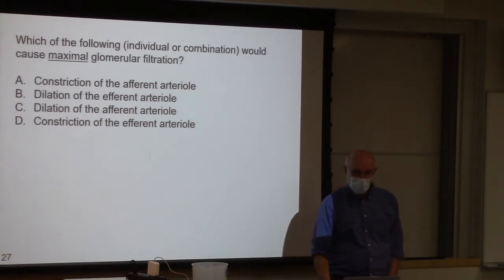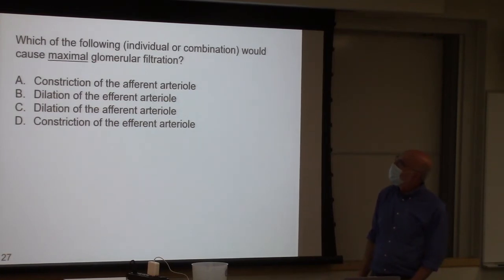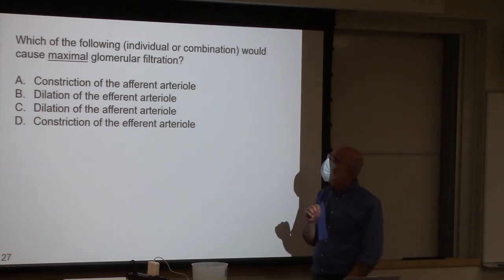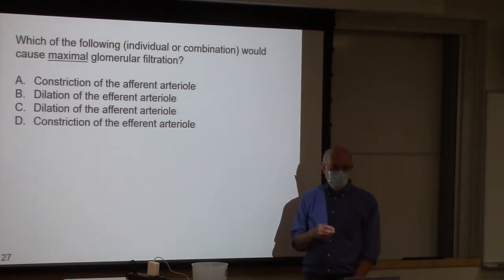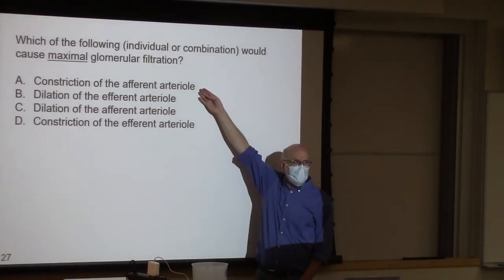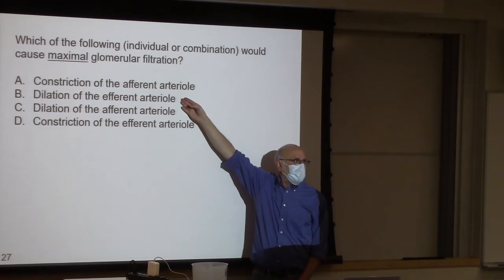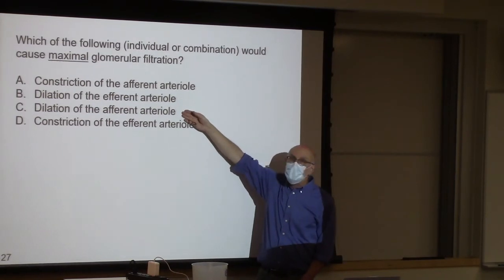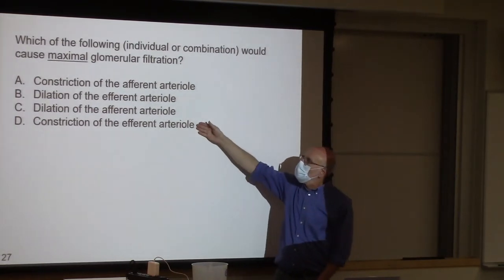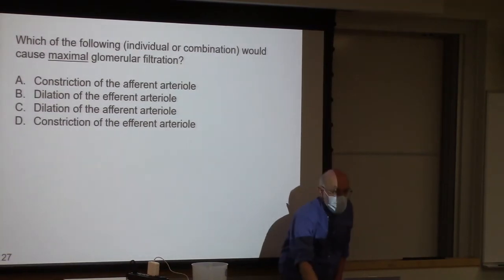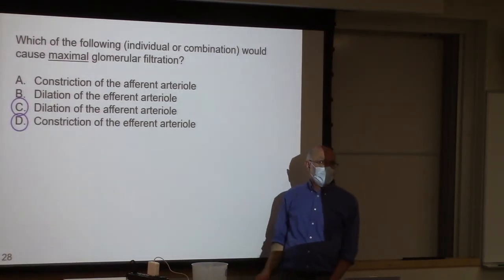Let's do another one together. Which of the following, individually or in combination, would cause a maximal glomerular filtration? So let's just do this together one at a time. Which of these would increase glomerular filtration? Constriction of the afferent arteriole? No. Dilation of the efferent arteriole? No. Dilation of the afferent? Yes. Constriction of the efferent? Yes. So maximal would be both of them. Okay?